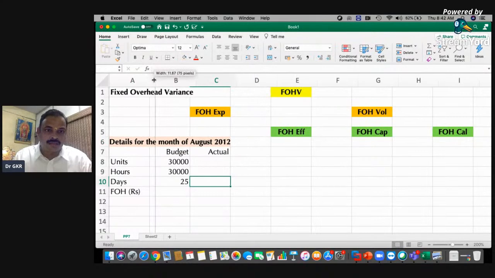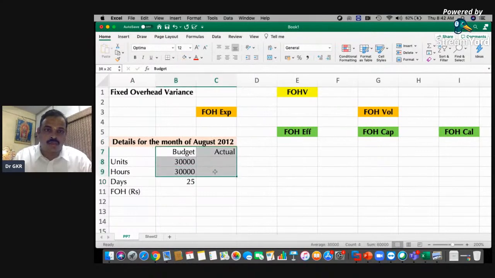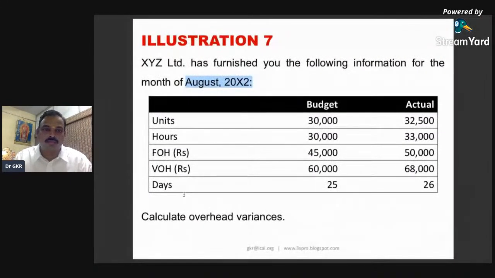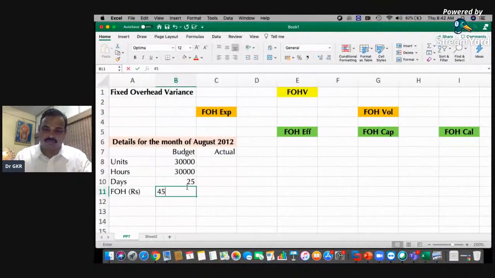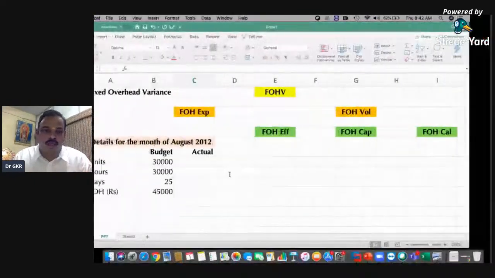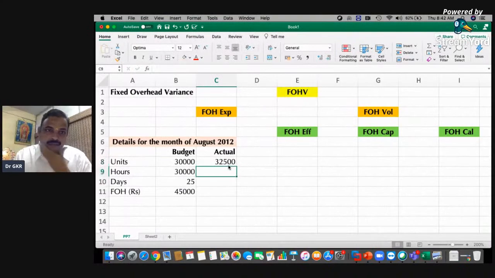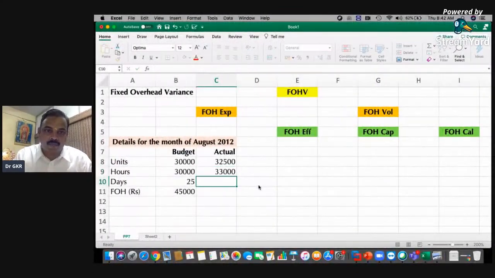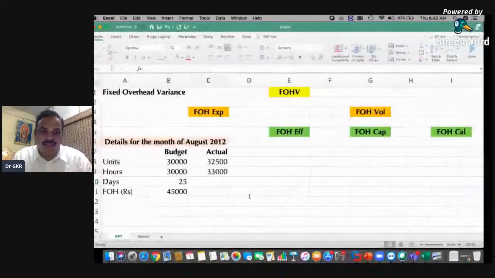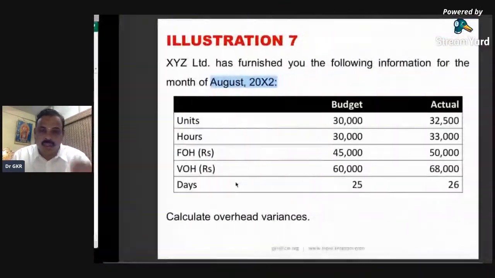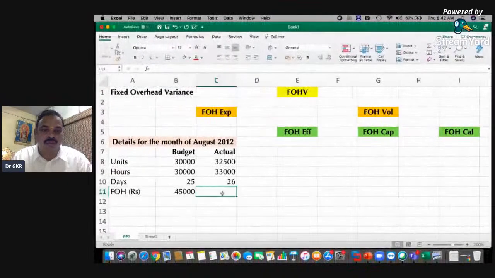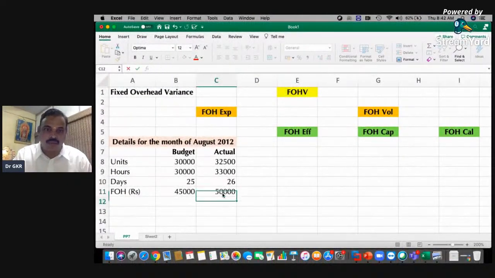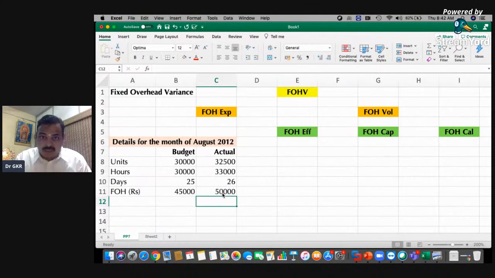So now let's see what is your budget and the actual, and what is your fixed overhead? 45,000. Now what is your actual, guys? Your actual number of units is 32,500. Your hours is 33,000. Number of days is 26. And what is your fixed overhead? 50,000. That's all.